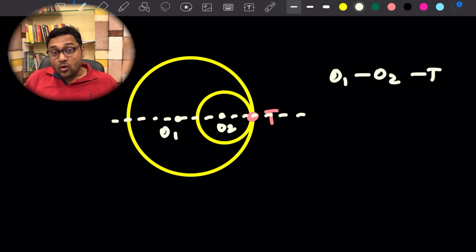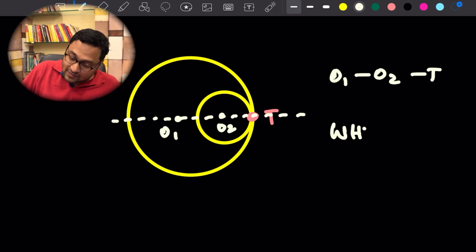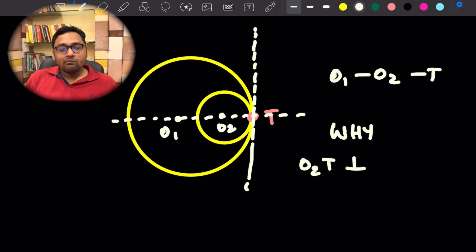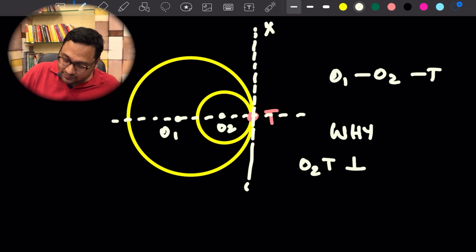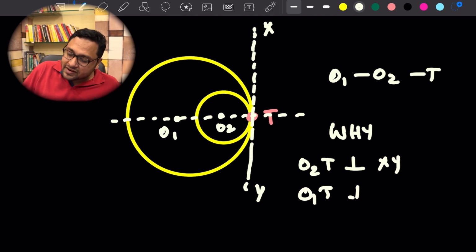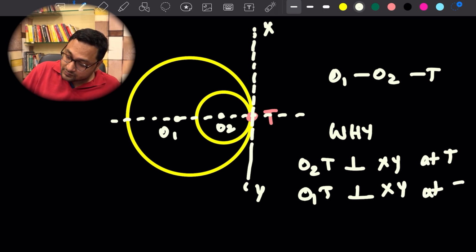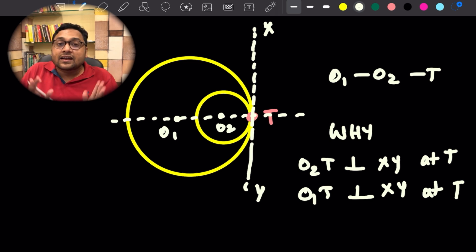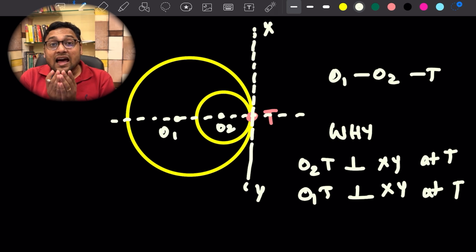This is a straight line. Why is that? Because O2T is perpendicular to the tangent line here. Let's call it XY. And O1T is also perpendicular to the tangent line at the same point T. If O1T is perpendicular to the tangent line and O2T is perpendicular to the tangent line, and both are perpendicular at the same point T, then they have to be the same line.